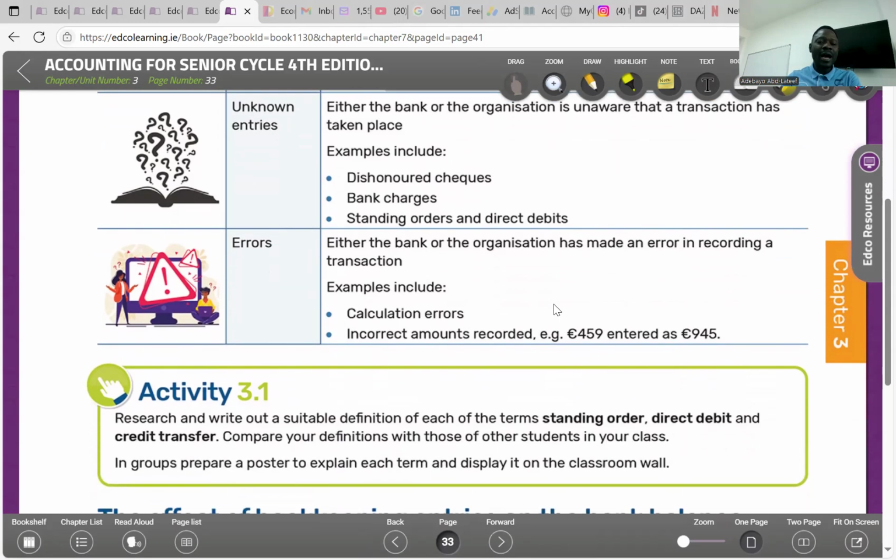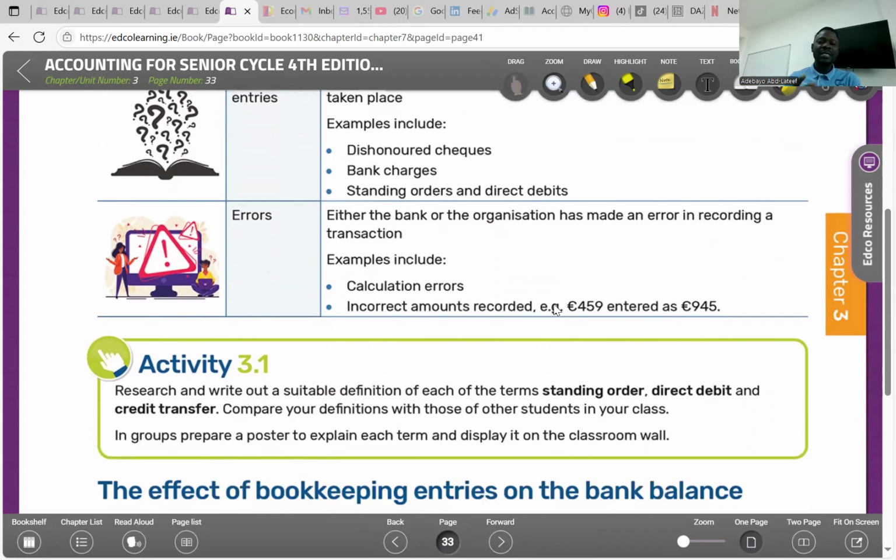And the third reason why we could have differences between the bank statement and the business's own calculation is that there could be errors. When we talk about errors, either the bank or the organization has made an error in recording a transaction. It could be a calculation error. It could be an incorrect amount recorded. Maybe 459 should be recorded instead of 945. Errors of omission or errors of commission. This might also bring about differences in the bank statement and the business's own account.